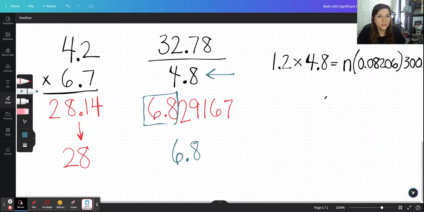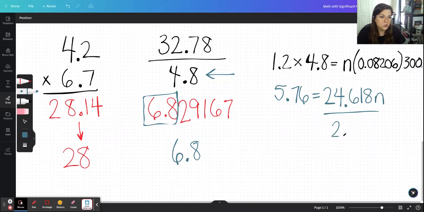Now here we have an entire equation, and we are going to work through this. This is going to be 300 with a decimal. So we're going to multiply 1.2 times 4.8. We get 5.76. 0.08206. When it comes to multi-step, we are not going to round until the very end. So this is 24.618 times n. And then we're going to divide each of these by 24.618.